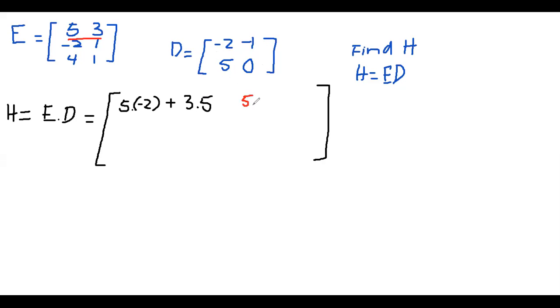So 5 times negative 2 plus 3 times 0. Whenever you see a 0, one number multiplied with 0 is just going to be 0, so from this point I'll just write 0. So we have our first row. Go back to the second one. We have the second row multiplied by the first column. So negative 2 times negative 2 plus 1 times 5.